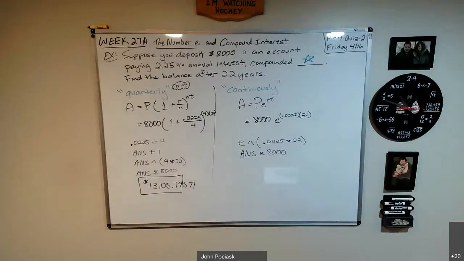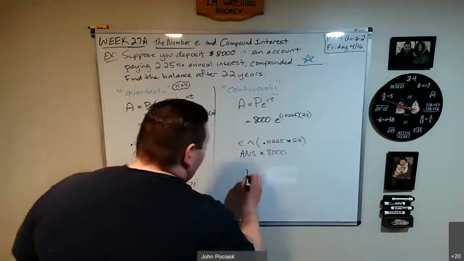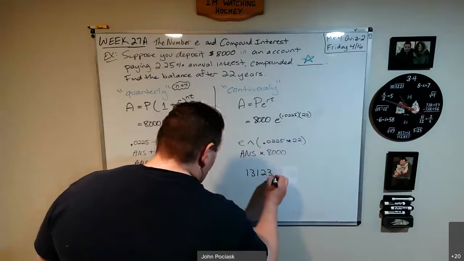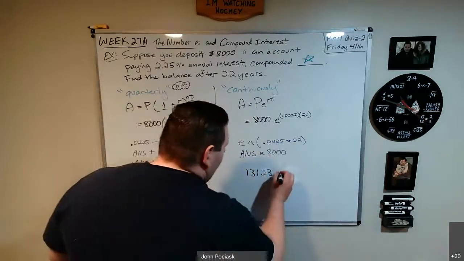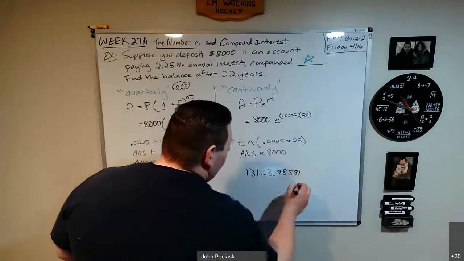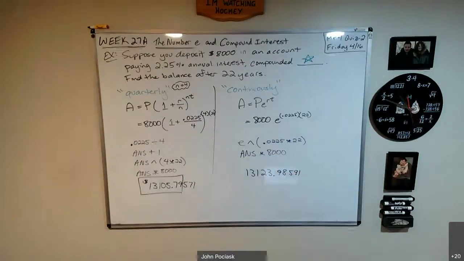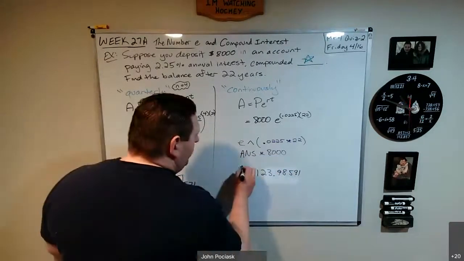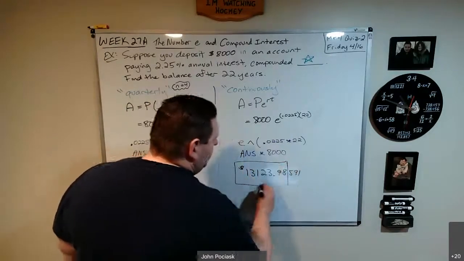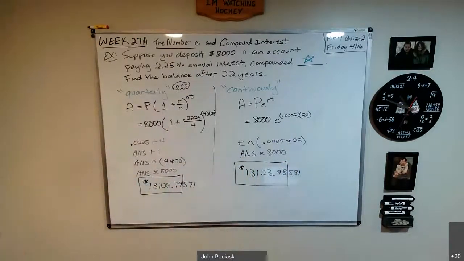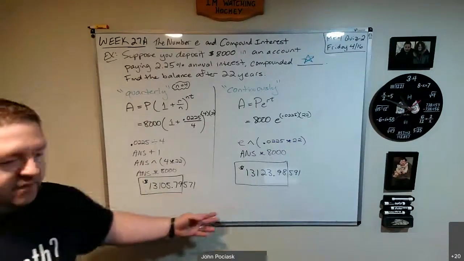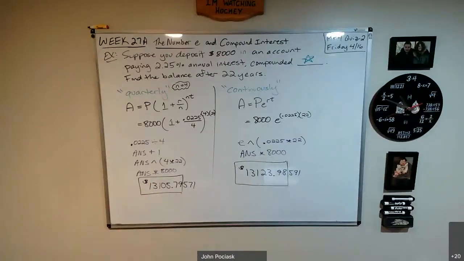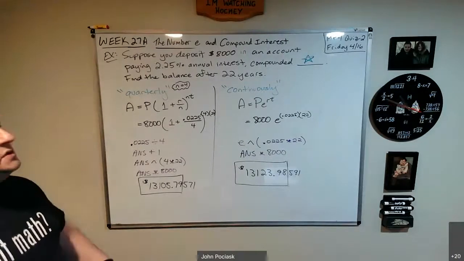That gives me 13,123.98591. Again, they just truncate the number right here. That's it. That's what your balance is. And it's not that much of a difference, right? About $20. You don't really see a difference in finance until you start using large numbers.